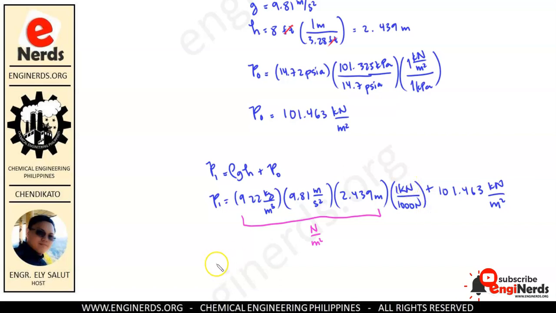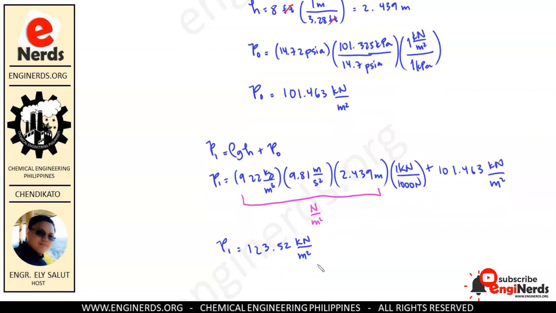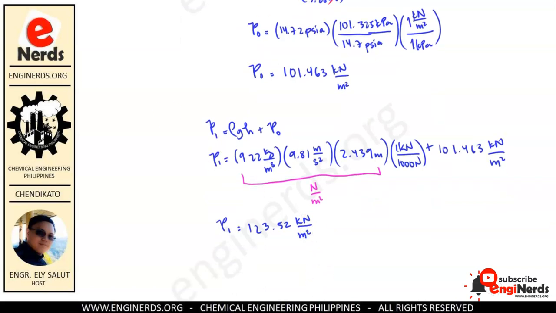So, now, let us solve for P1. 922 times 9.81 times 2.439 divided by 1,000 plus 101.463 will be equal to 123.52 kilonewton per meter squared. Okay? And this will be our final answer.